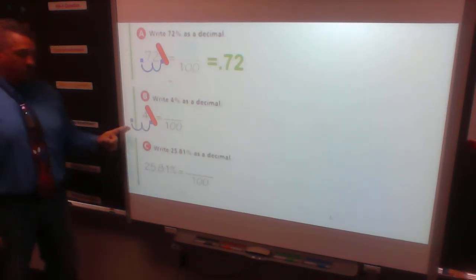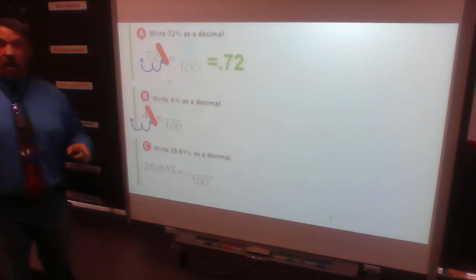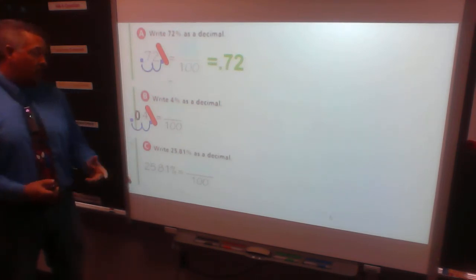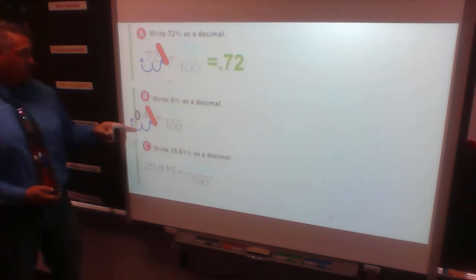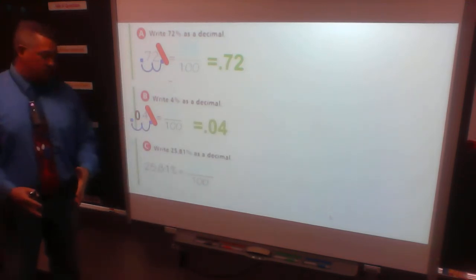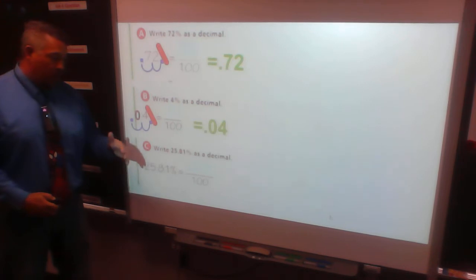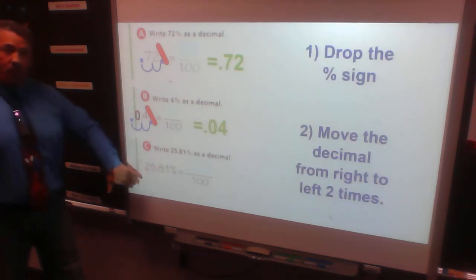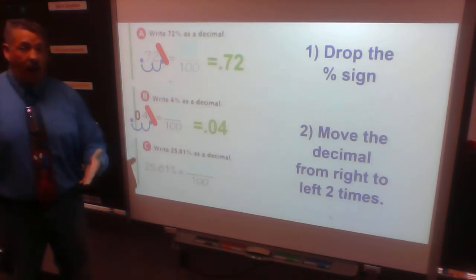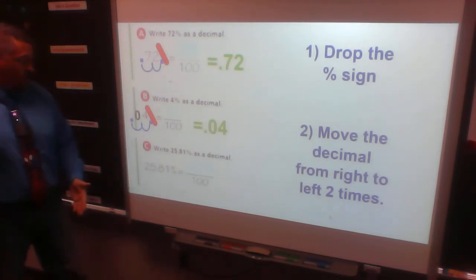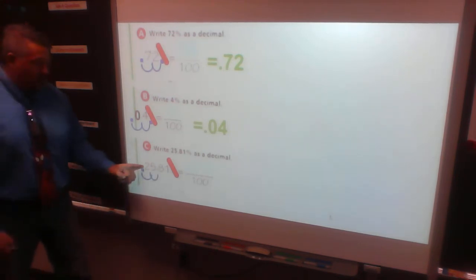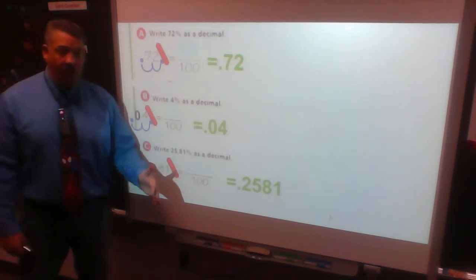1, 2. I got a gap. And we've said when we do this kind of work, we're just filling in with a 0. Doesn't change the value, it holds the place value there, which I need to have. So that would say that that's equal to 0.04. Same thing. I'm going to drop the percent sign and move my decimal from right to left 2 times. Now the thing is I don't have to start at the back because it's already there. I just simply move it from where it is. So I drop that percent sign, I move it from right to left 2 times, and now it's in front, which gives me the 0.2581.